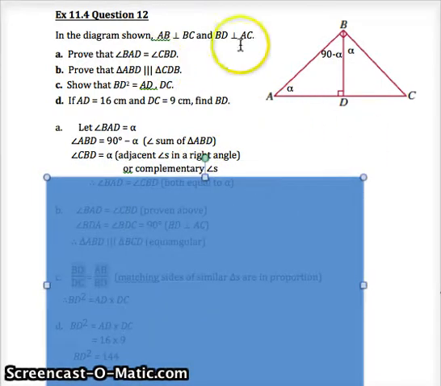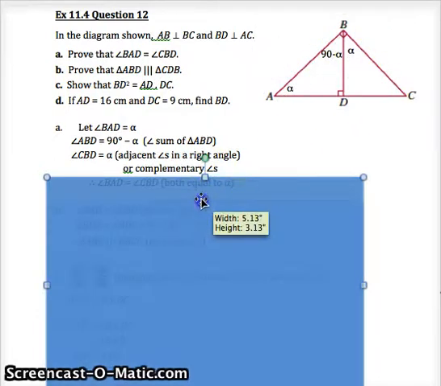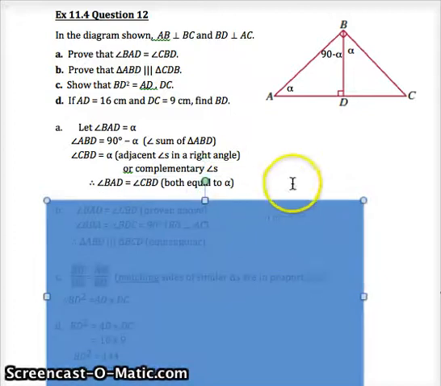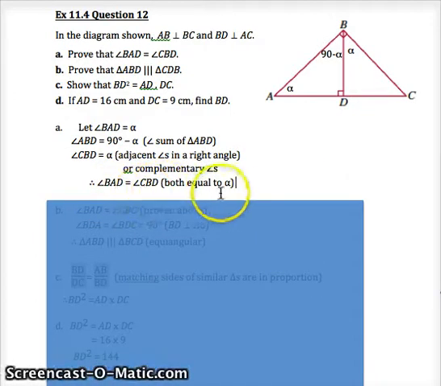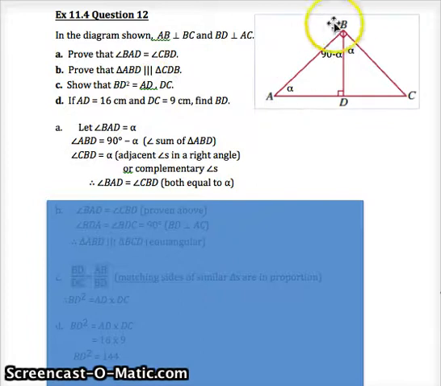Therefore, we've proven that angle BAD, which equals alpha, is equal to angle CBD, which is also equal to alpha, and we can write that in our next line of working. So we've got angle BAD equals angle CBD because they are both equal to alpha. Now, in part B of the question, we have to prove that triangle ABD is similar to triangle CDB.